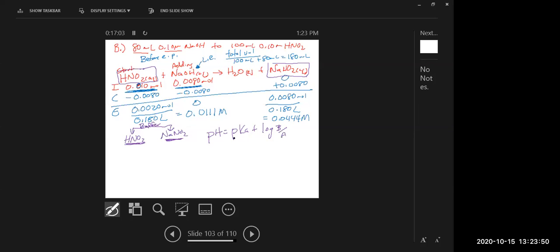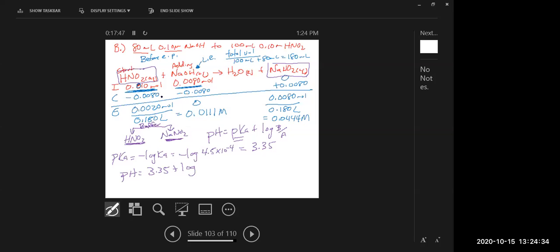So in order to use our Henderson-Hasselbalch equation, we do need to calculate the pKa value. The pKa value is minus the log of the Ka. In this case, that is minus the log of 4.5 times 10 to the minus 4. And that gives you a pKa value of 3.35. So putting this into our Henderson-Hasselbalch equation, 3.35 plus the log.